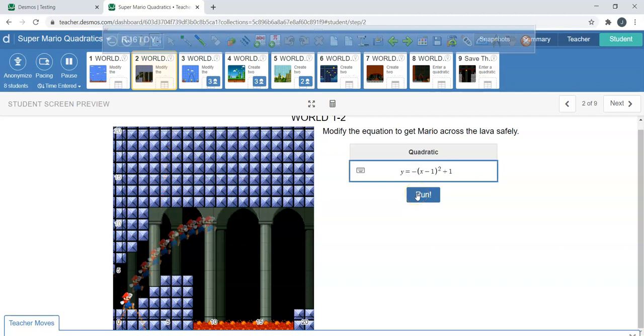Let's go ahead and make it a 1 divided by 2 just to start out. Now the vertex right here looks to be at a 10 and a 10. So I'm going to make this a 10, make this a 10.